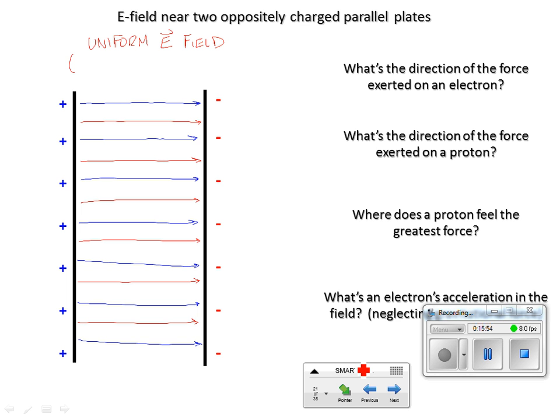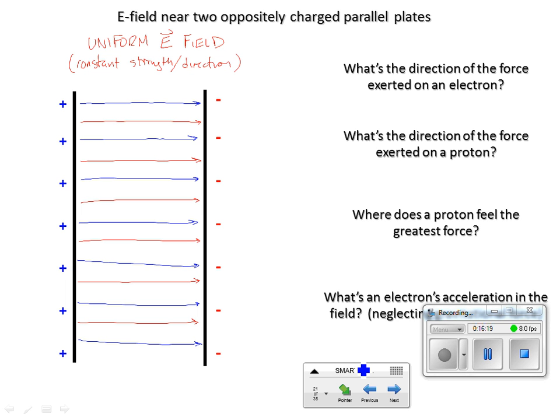It means constant strength and direction. All right, just like in this room, there's a uniform gravitational field. Everywhere in this room, the gravitational field is 9.8 newtons per kilogram down. Right? That's what we call a uniform electric field.